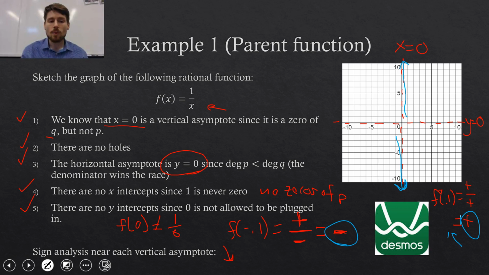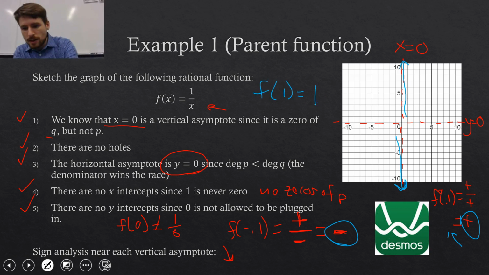We could plot some other points if we want to. We know the result of f of 1 is equal to 1 over 1, which is 1. So I'm going to just plot that guy right there. There's 1, and there's negative 1, f of negative 1 equals -1. That's right there. So we can sketch those guys, and it's going to look something like that.